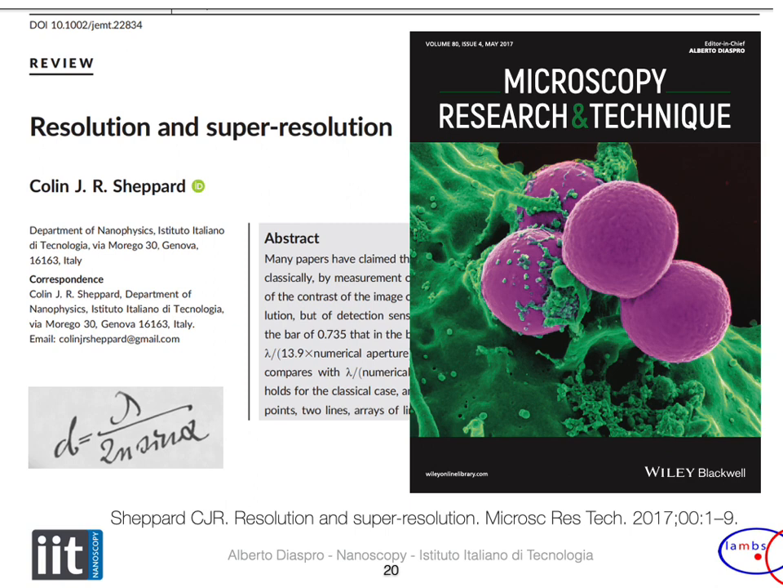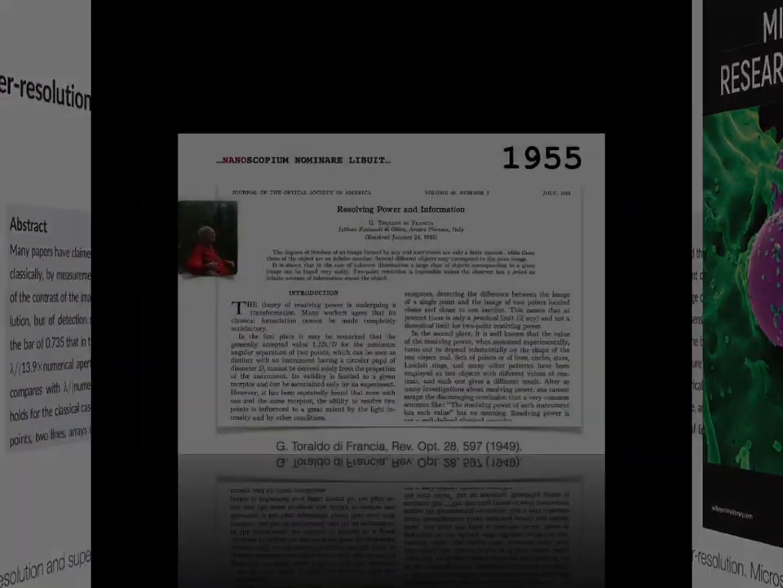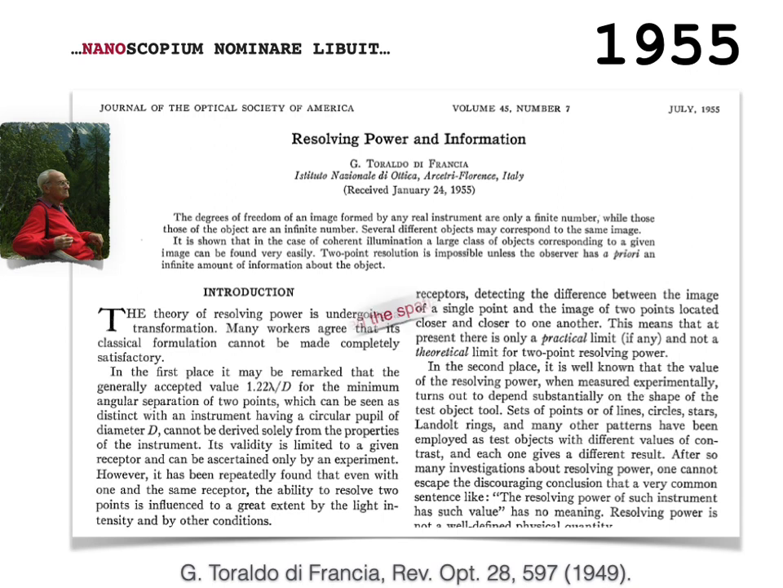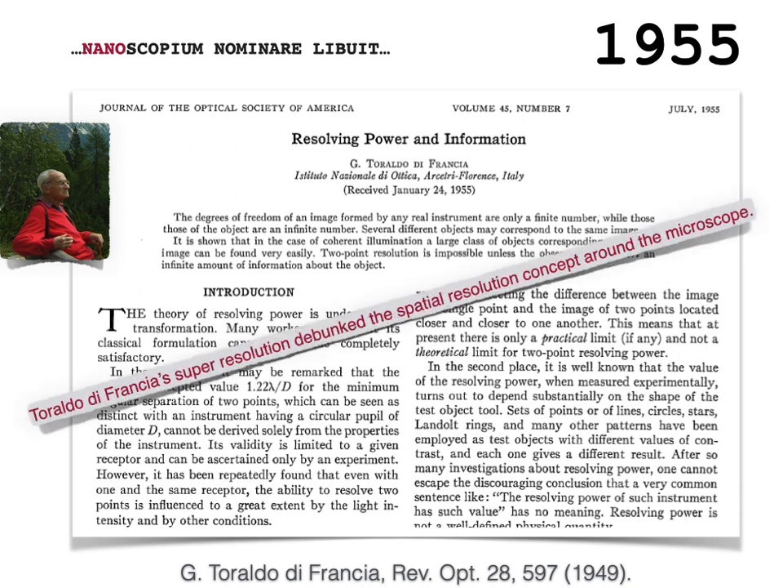But if Abbe was able to define quantitatively what resolution means, about super resolution it was an Italian physicist, Giuliano Toraldo di Francia, in 1955, to talk for the very first time about super resolution. Giuliano Toraldo di Francia was a physicist, so he never had in mind that you can violate physical laws. So the diffraction limit is there and you cannot do anything about the diffraction limit. So how can we get super resolution? Well, if you read this paper, you will find that it's very simple.